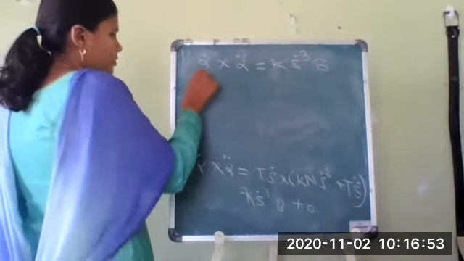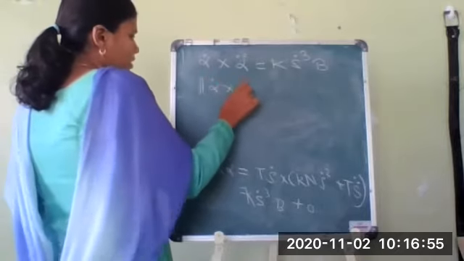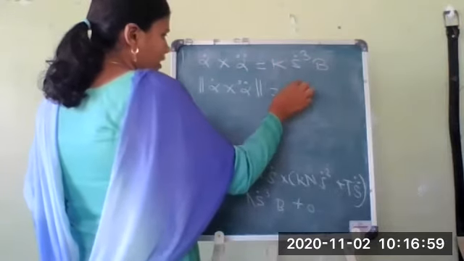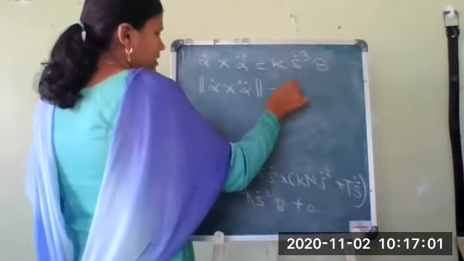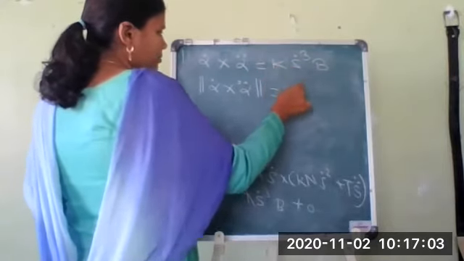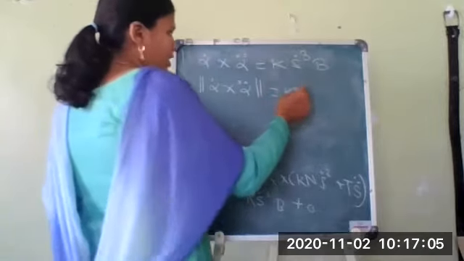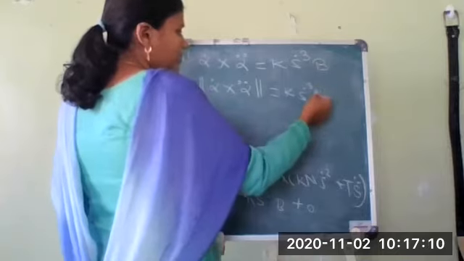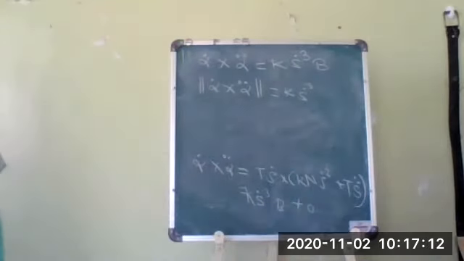Okay, b is the binormal. Now if I take a norm on both sides, what do I get? The norm of alpha dot cross alpha double dot will be, as k is a scalar, mod of k, s dot cube. So what is the norm of b? It will be equal to 1. Okay, norm of b will be equal to 1. Why? Because t, n, b form a frame field.